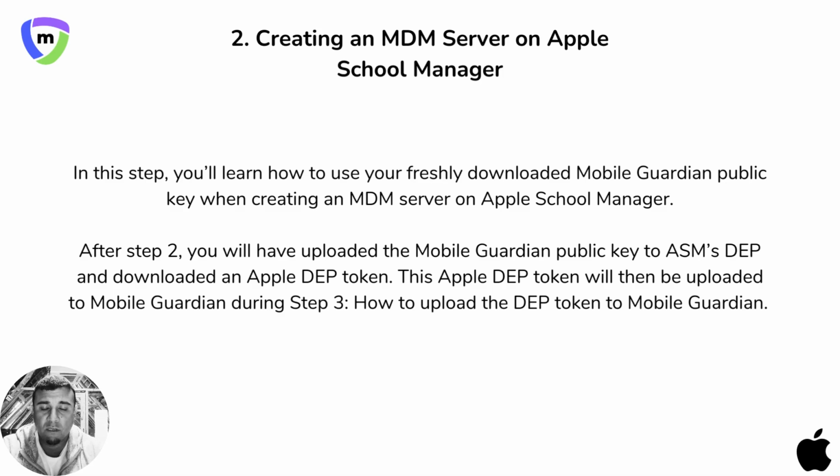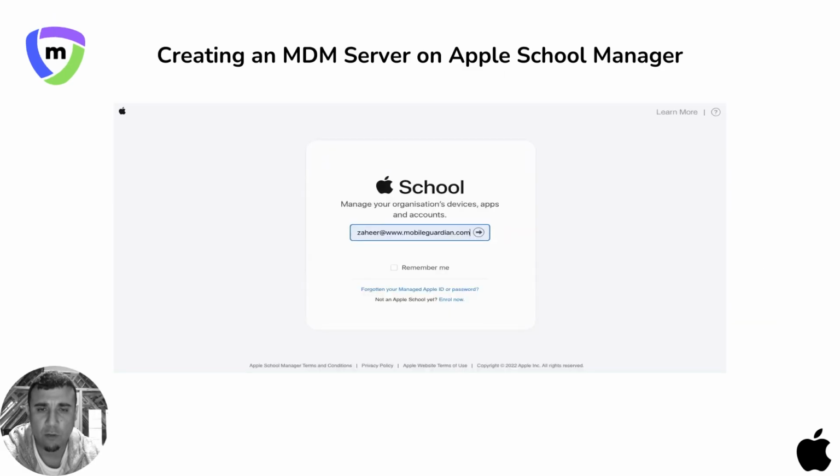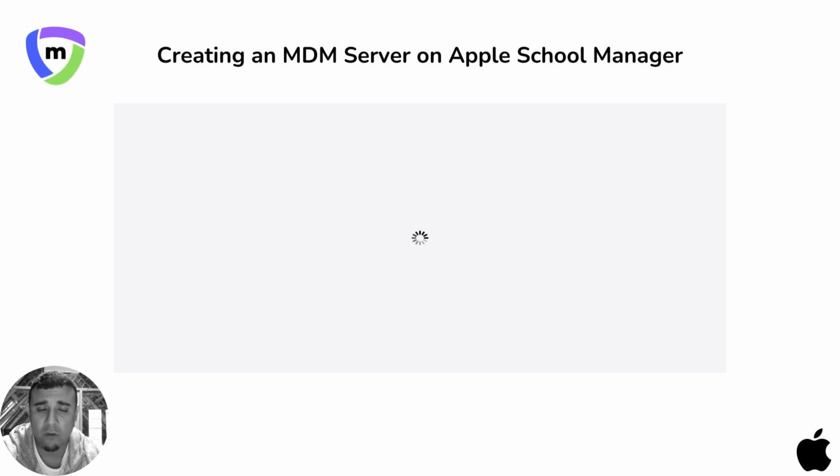As per the previous step, we just downloaded the Mobile Guardian public key, which we will now upload to Apple School Manager to get the DEP token to upload to Mobile Guardian. To proceed with this setup, we would need to go to Apple School Manager and log in with the admin account. When logging into Apple School Manager for the first time, it may ask you, do you trust this computer? And thereafter, it should ask you for an OTP code once logging in. But if you have logged into Apple School Manager before, it will log you directly into the Apple School Manager platform.